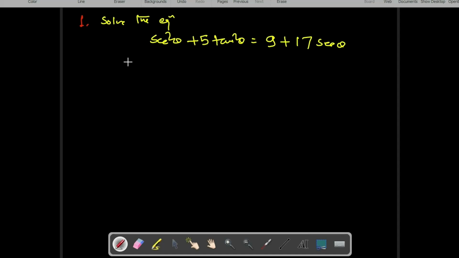So if you see this question, solve the equation 6 sec square theta plus 5 tan square theta is equal to 9 plus 17 sec theta. How can we solve these questions? If you want to check the basics, please check my previous video, which covers all the basics needed to solve this question. So let's finish this question, then we will see another question in this session or in another session.